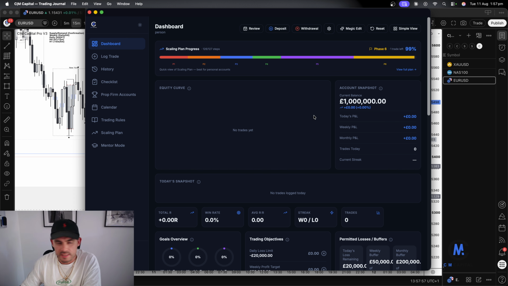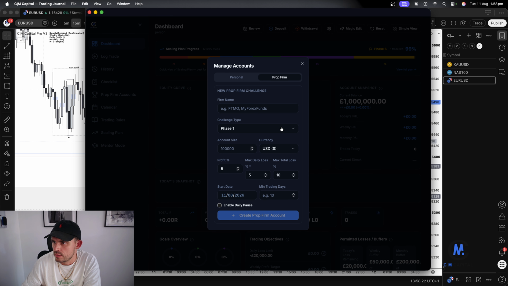No trades have been placed yet, so we have no equity curve. And like I was saying before I go into everything else, the reason why we have a prop firm account is because when we switch our accounts, let me just go to here. Let's actually make the prop firm account, which would be a good idea. So let's just do FTMO phase 1, 5k US dollar, blah, blah, blah.